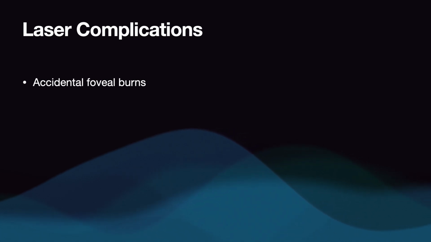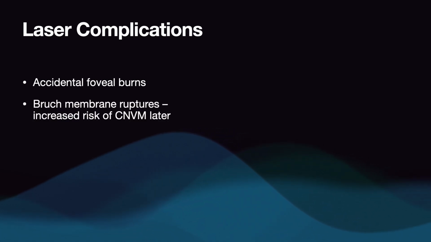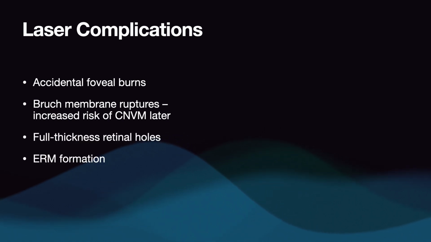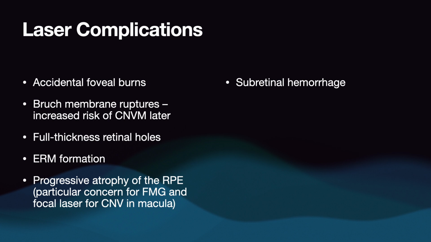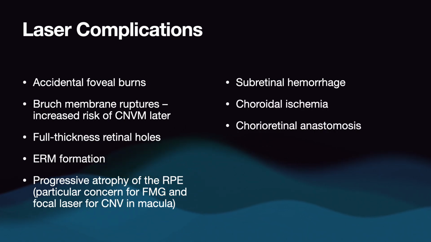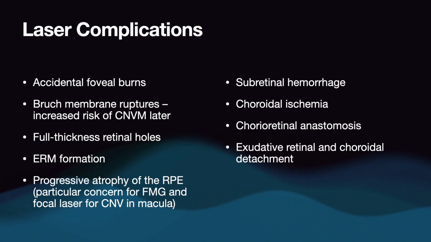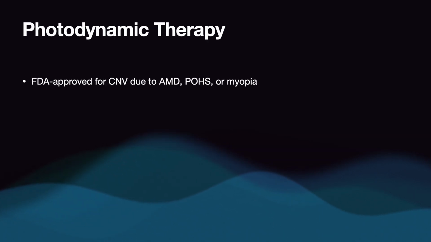So accidental foveal burns is a laser complication. We talked about these earlier. Bruch membrane ruptures, increased risk of CNV, full thickness retinal holes, ouch. Epiretinal membrane formation, progressive atrophy of the RPE. And then that's basically the laser scar expansion. Subretinal hemorrhage, choroidal ischemia, chorioretinal anastomosis, and then exudative retinal and choroidal detachment, some bad stuff.